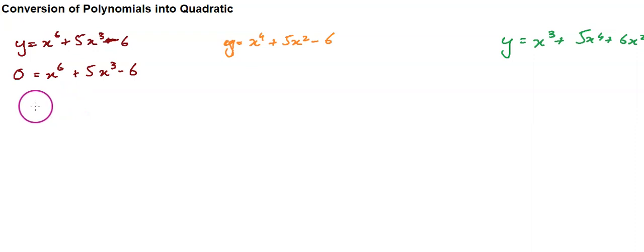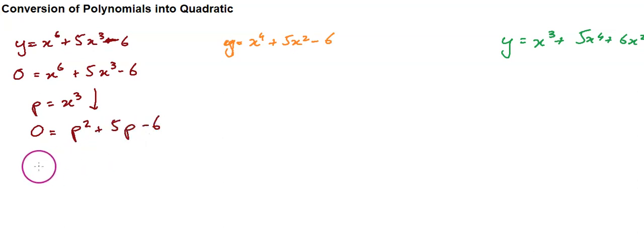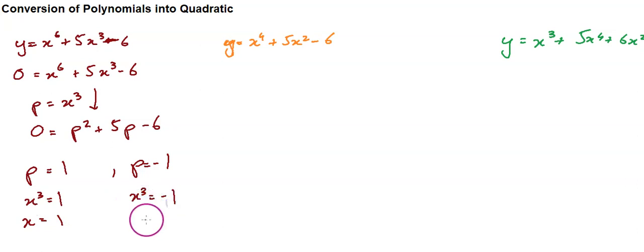I'll do that by putting, let's take an alphabet, p equals x cubed. By doing this, I'll get 0 equals p squared plus 5p minus 6, and if I solve it further, I'll get p equals 1 or p equals negative 6. Now p was what? x cubed equals 1. Taking the cube root on both sides, I'll get x equals 1. Now here x cubed equals negative 6. Taking the cube root on both sides, I'll get x equals the cube root of negative 6.